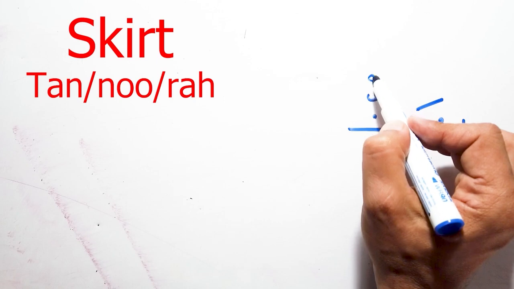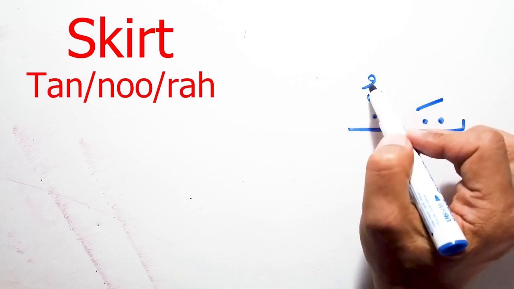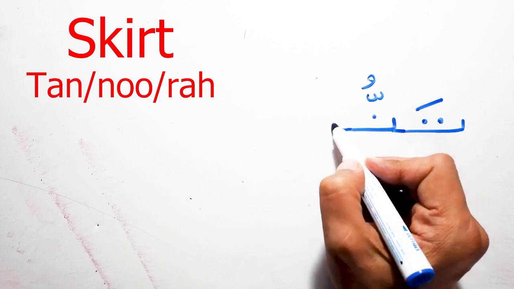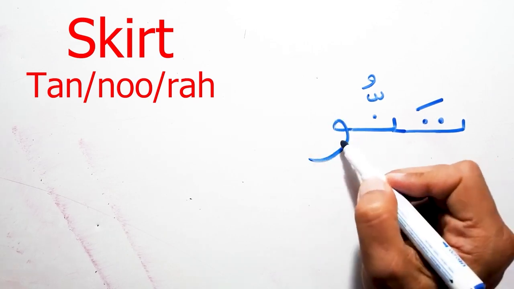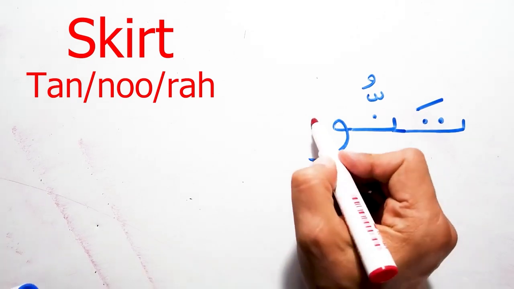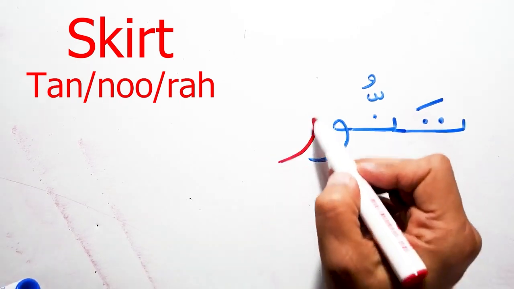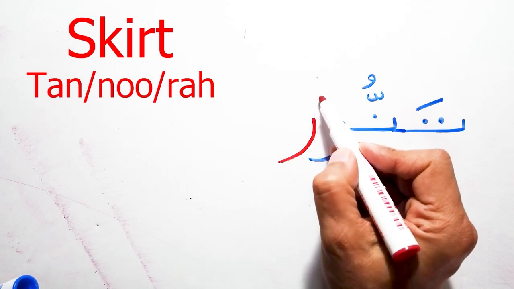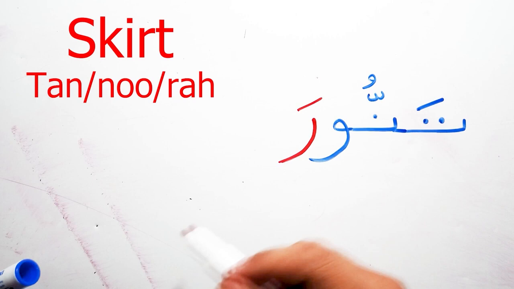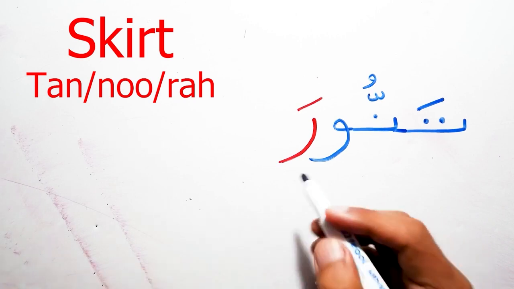Ten, nu, and I have the sound of O. I must add dhamma. This dhamma gives us the sound of O. Tannu, tannu. And I say tannu, long vowel. Wow. R, the sound of R. And the fatha gives us the sound of A. Tannu, r. I say tannu, r.